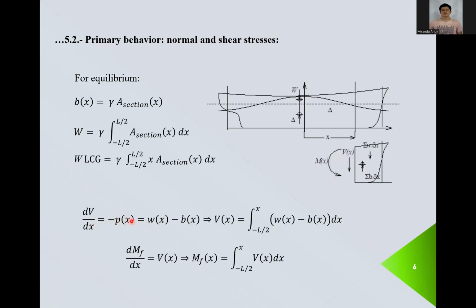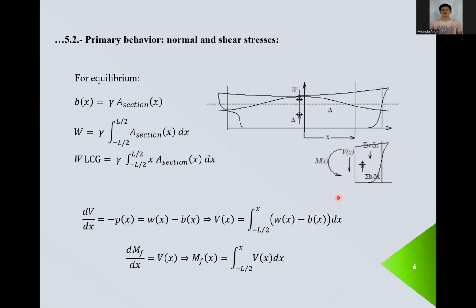So dV/dx is equal to minus p of x. P of x, what do we include? We include weight and buoyancy. Weight downwards, with this negative, gives us positive. Buoyancy is positive, but with the negative, it gives you negative. Then we integrate this, from here to here. But at the end, the shear force is 0.